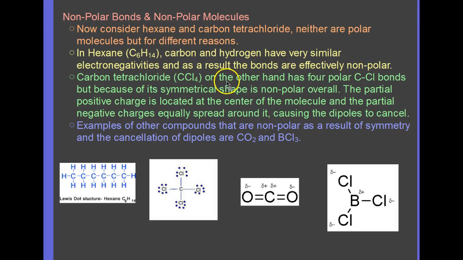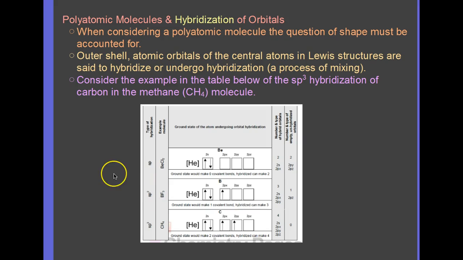In carbon tetrachloride, on the other hand, it has 4 polar C-Cl bonds, but because of its symmetrical shape, it is nonpolar overall. The partial positive charge is located at the center of the molecule, and the partial negative charges are equally spread around it, causing the dipoles to cancel. Examples of other compounds that are nonpolar as a result of symmetry and cancellation of dipoles are carbon dioxide and boron trichloride.